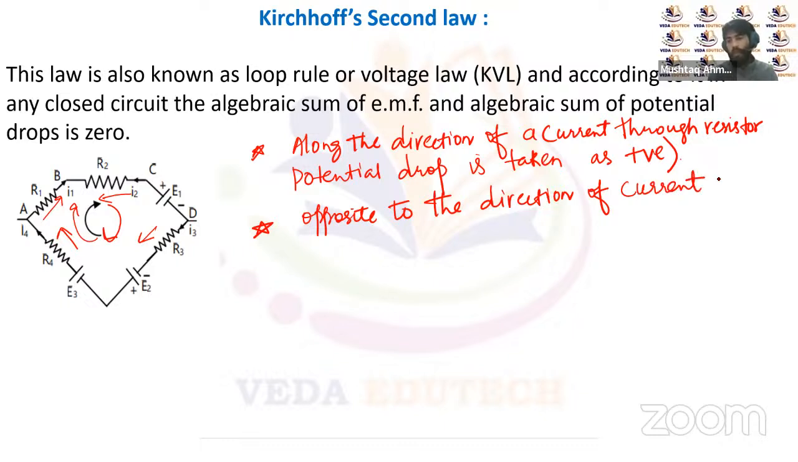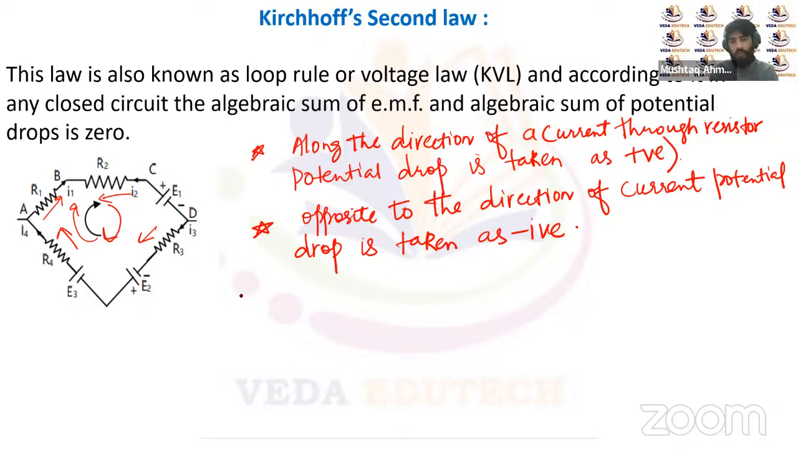Direction of current, potential, you can use any conventions. This is the convention I follow: opposite to the direction of current, potential drop will be taken as negative. If you look at different books, there are different conventions, but this is the convention I follow. Opposite to the direction of current, potential drop is taken as negative. So this will be the sign convention I will be using.